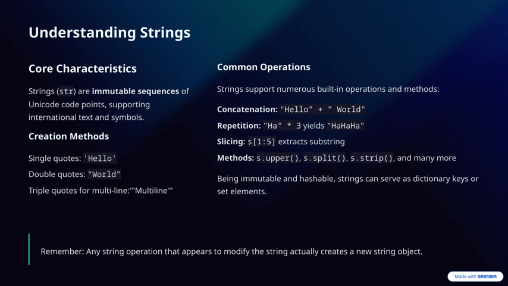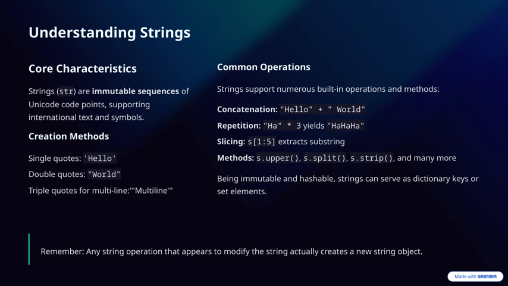When it comes to creating strings, there are several methods. You can use single quotes like 'hello' or double quotes such as "world". For multi-line strings, triple quotes are handy. Now onto common operations. Strings support many built-in methods and operations that make handling text easier. Concatenation is straightforward. Just use the plus sign, like 'hello' + 'world', to combine strings. Repetition works with the asterisk. For example, 'ha' * 3 results in 'hahaha'.